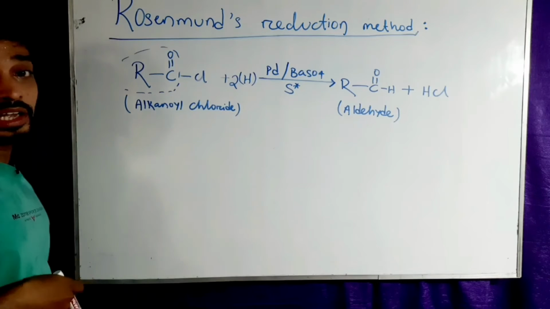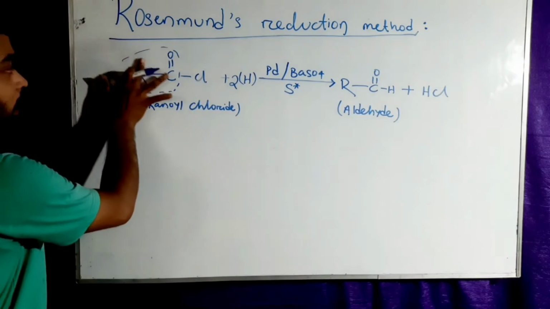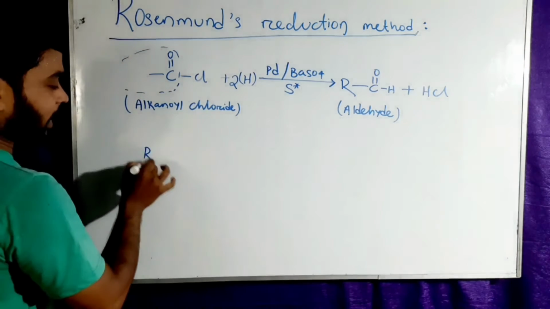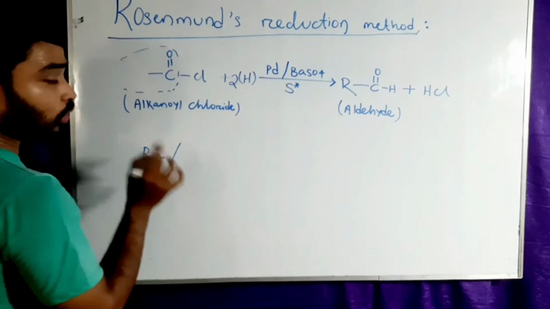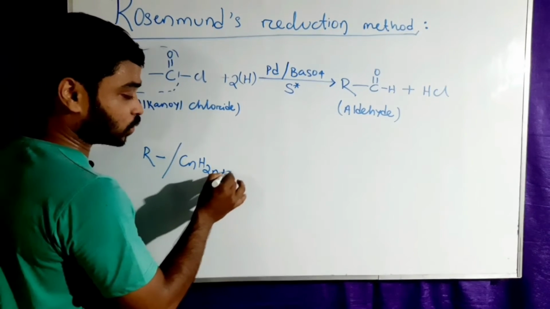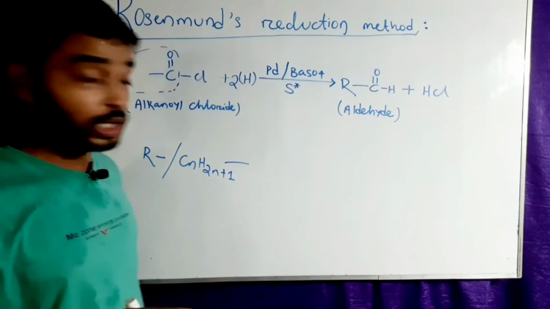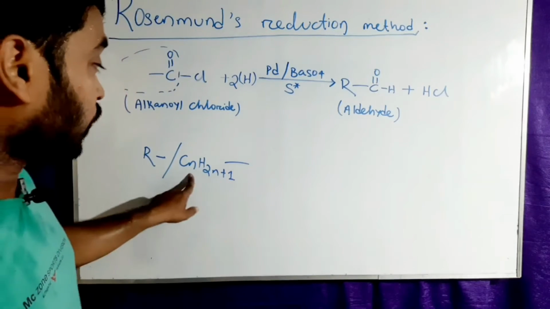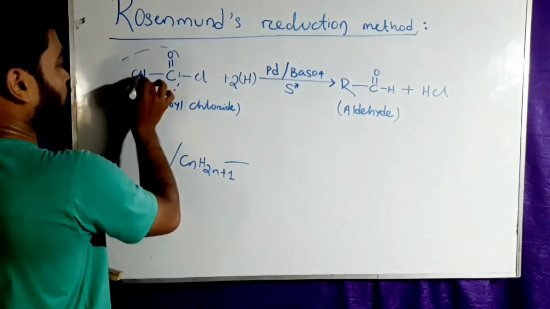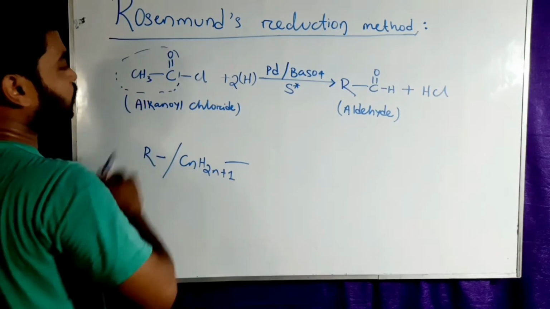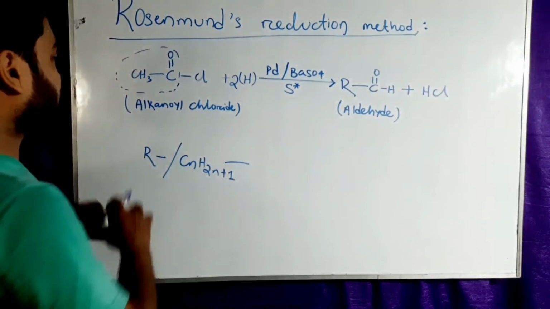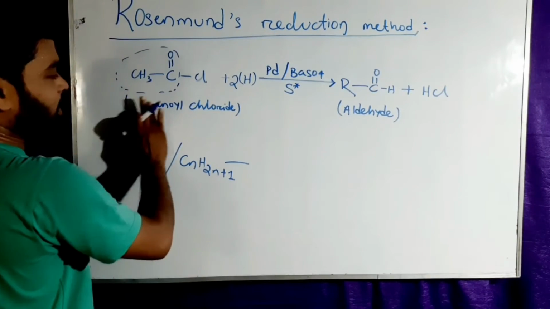So let's take an example. Put here the n value as 1. After putting the n value in the alkyl group, you know that the alkyl group has the general formula CnH2n+1. That means if you put 1, what will be the result? C1, 2 into 1 plus 1, the result will be CH3. So if I put CH3 here, then according to the IUPAC name, the name will be ethanoyl chloride, because 2 carbons are present.